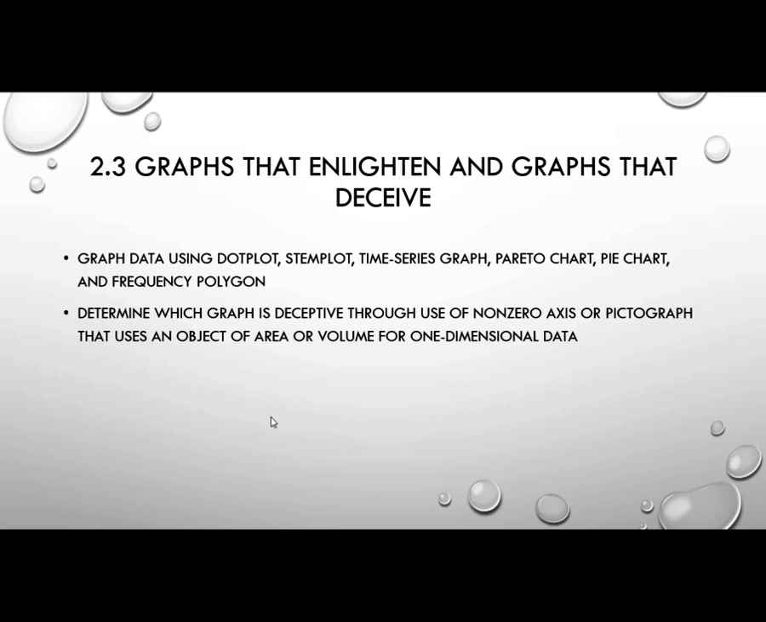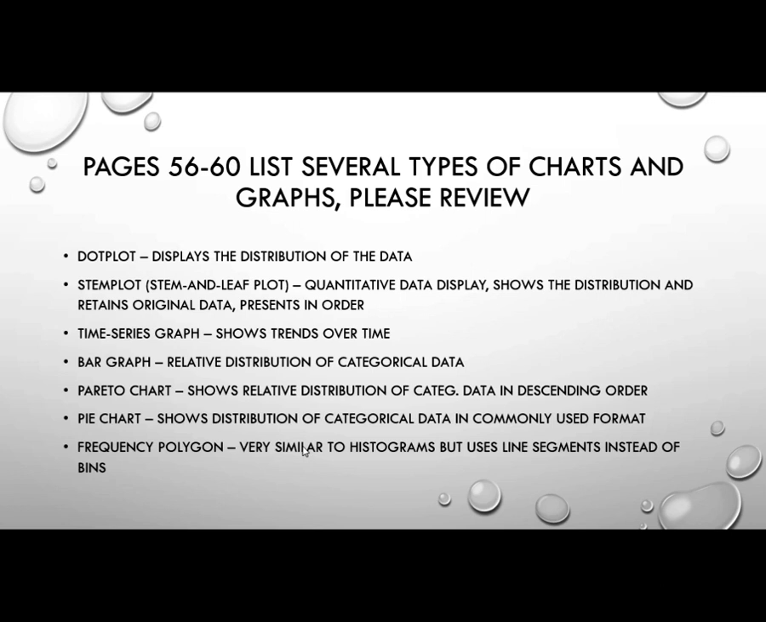I'm going to go just briefly through this because a lot of these we're not going to be using in the class. So, page 56 to 60 lists several different types of charts and graphs. Please review that. I'm just going to go through these really quickly. Dot plot displays the distribution of the data. Stem plot, which is also called a stem and leaf plot, gives you a quantitative display that shows the distribution and retains the original data, and it's presented in order. It's a little bit cool. You'll see that on the next slide.